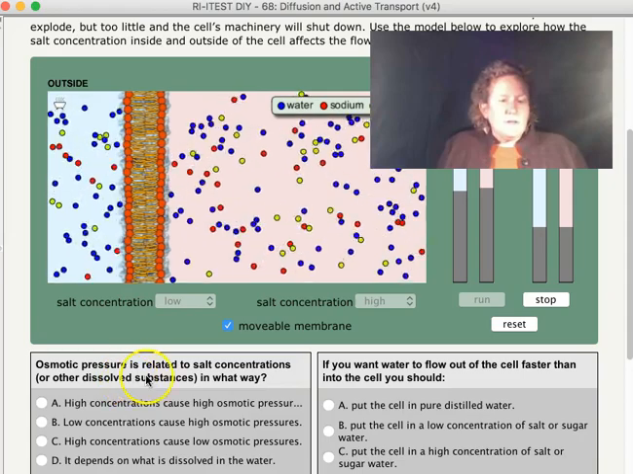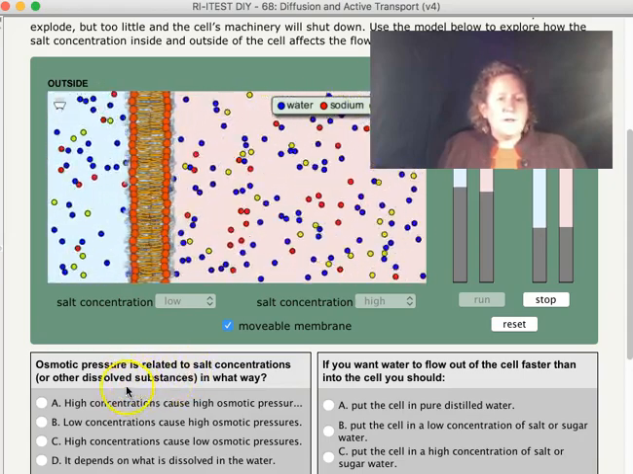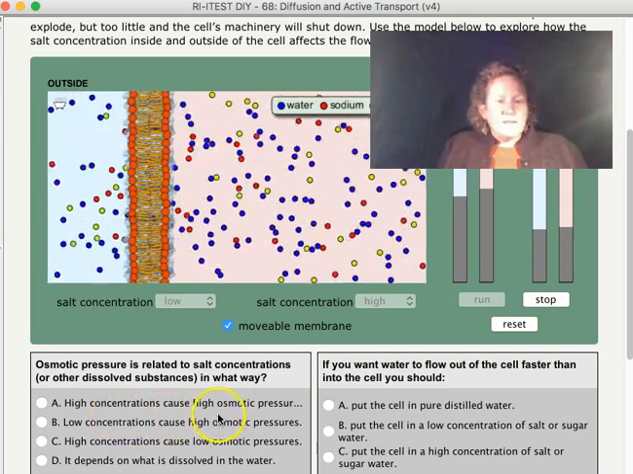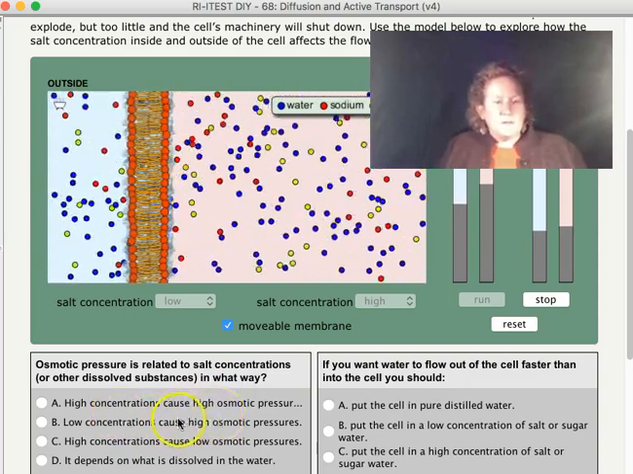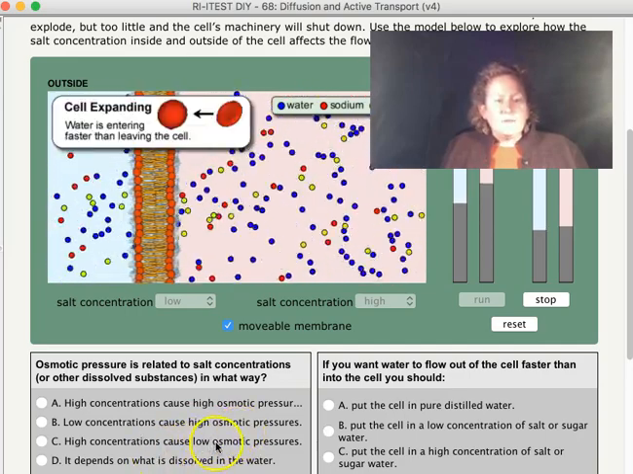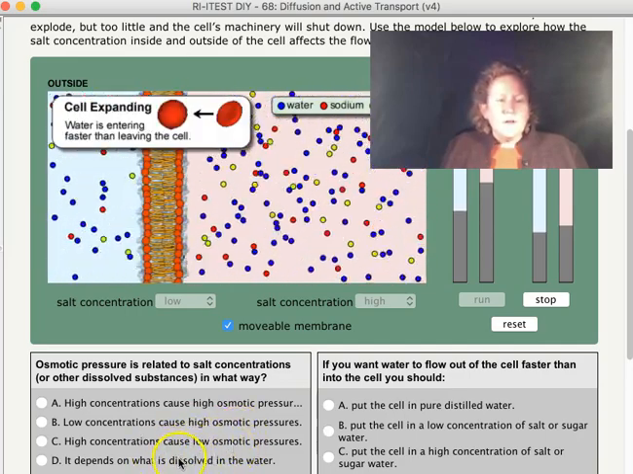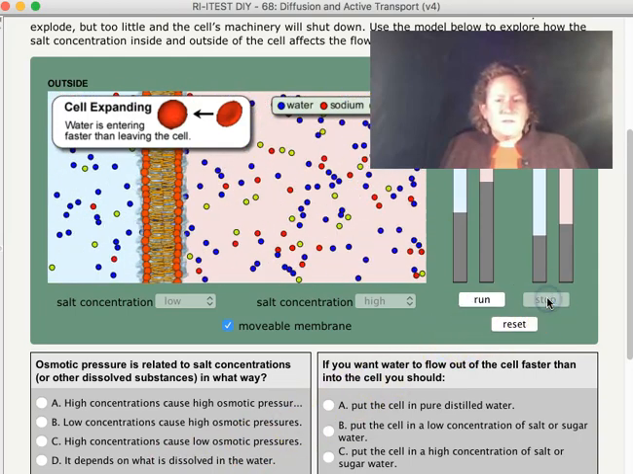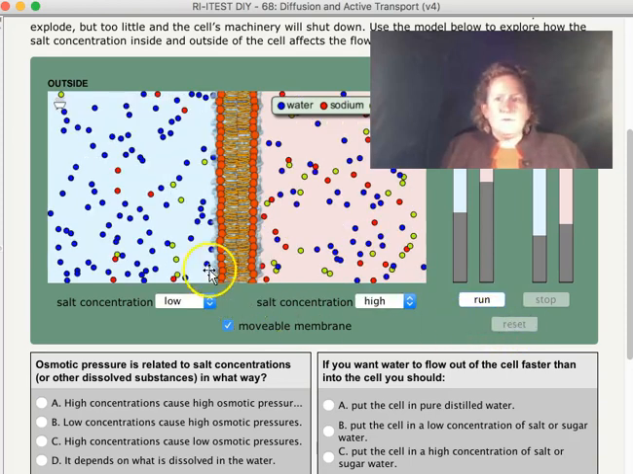Osmotic pressure is related to salt concentrations or other dissolved substances. In what way? High concentrations cause high osmotic pressure. Low concentrations cause high osmotic pressure. High concentration causes low osmotic pressure, or it depends on what's dissolved in the water. Let's stop this for a second and do a little bit of detective work here.